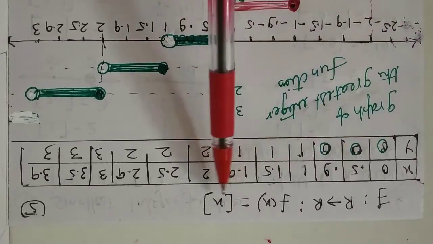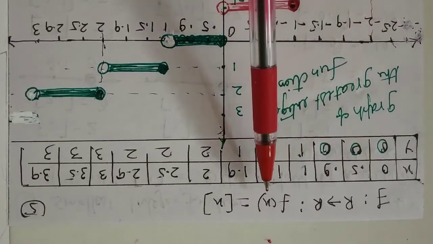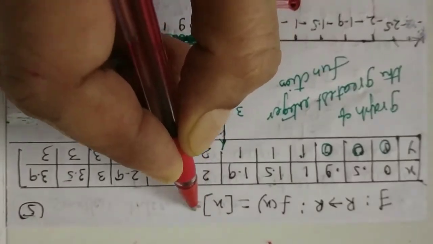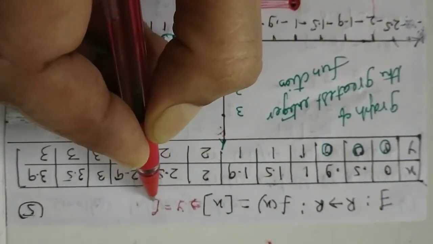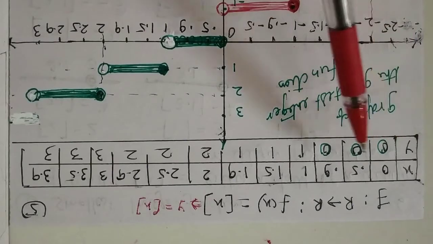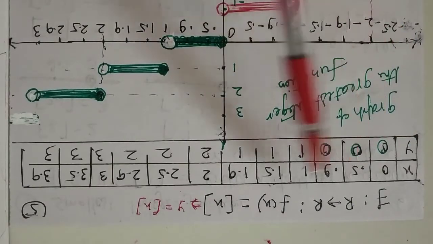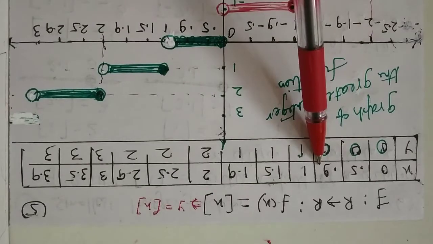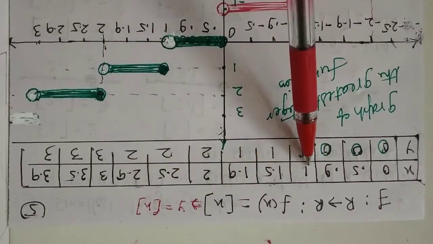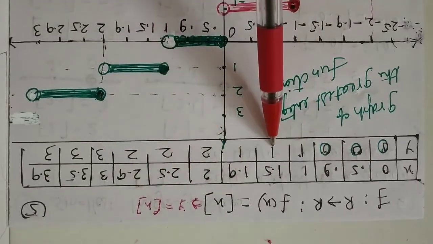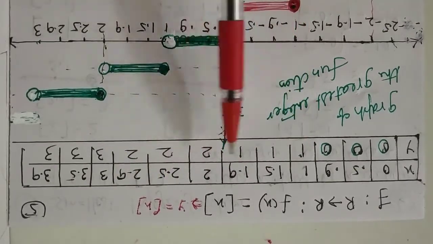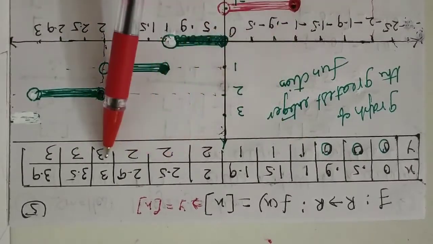If x is equal to 0, y will be 0. f(x) is equal to y. We know that this implies y is equal to the greatest integer function of x. So if x is equal to 0.5, the greatest integer of 0.5 is 0, of 0.9 is 0, of 1 is 1, of 1.5 is 1, of 1.9 is 1, of 2 is 2, and so on. We have prepared a table.